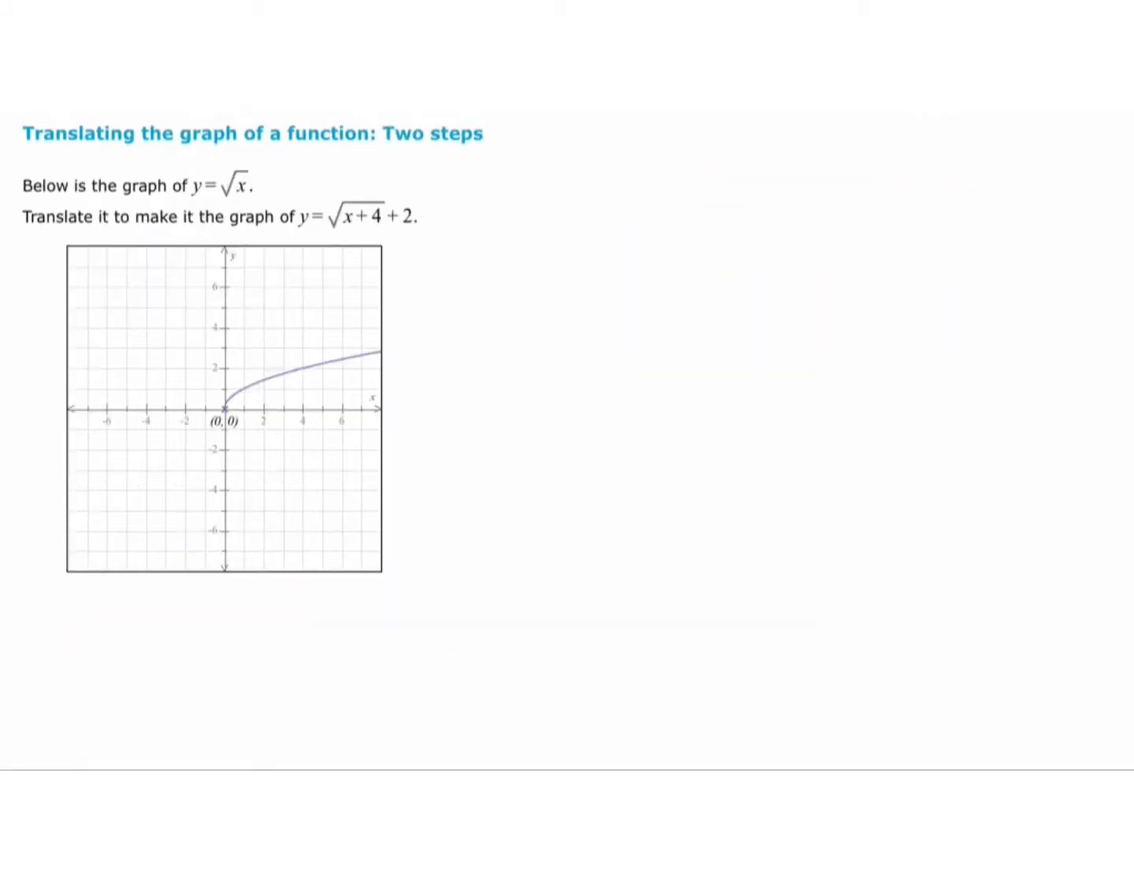Here we've got the graph of y equals the square root of x. Translate it to make the graph of y equals the square root of (x plus 4) plus 2. So here we've got our transformation taking place underneath the square root. So this is going to represent the horizontal shift. And this 2 here represents the vertical shift.